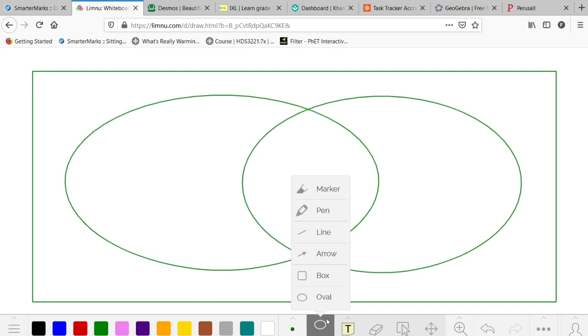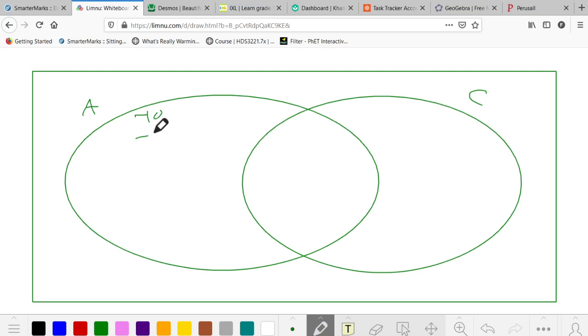So our 2 sets are A and C. So the set A here are the even numbers from negative 10 to 10, and set C appear to be the even numbers from 2 to 16. So we have negative 10, negative 8, negative 6, negative 4, negative 2, 0, 2, 4, 6, 8, 10, 12, 14, and 16.